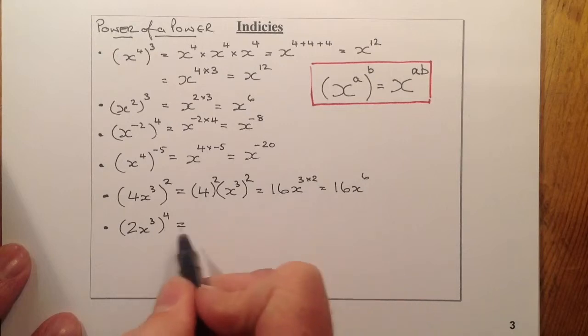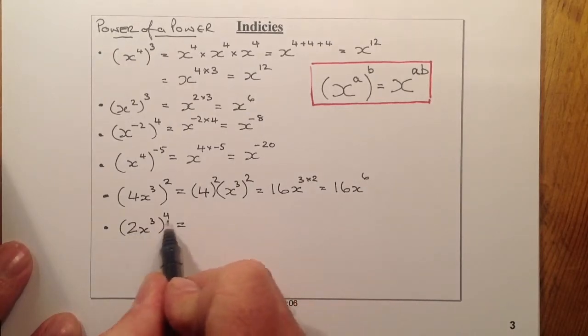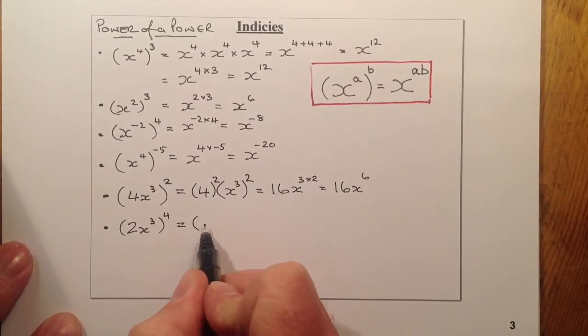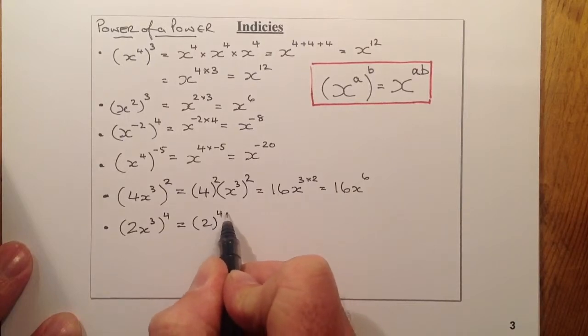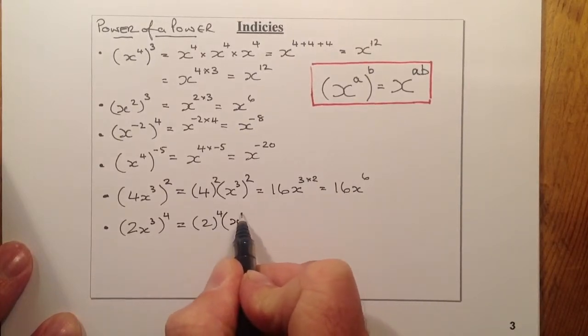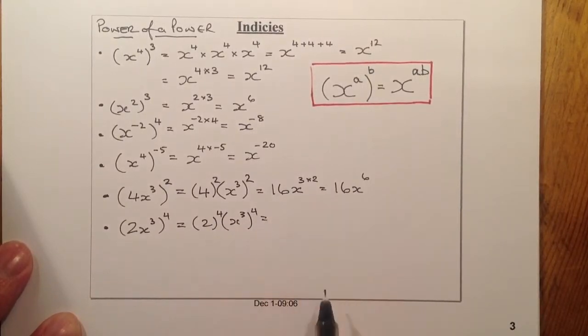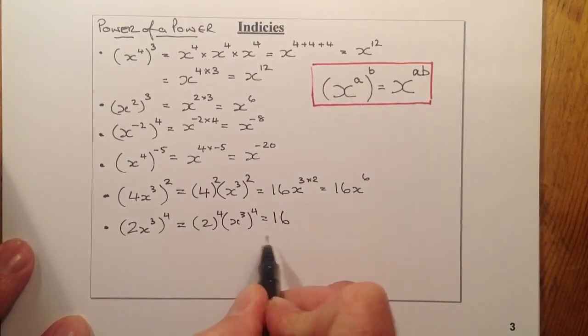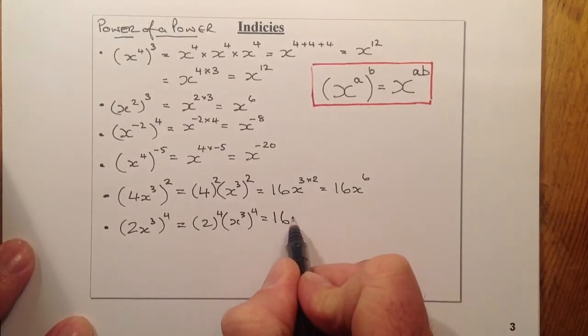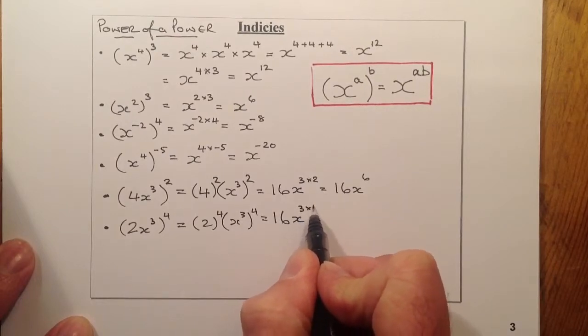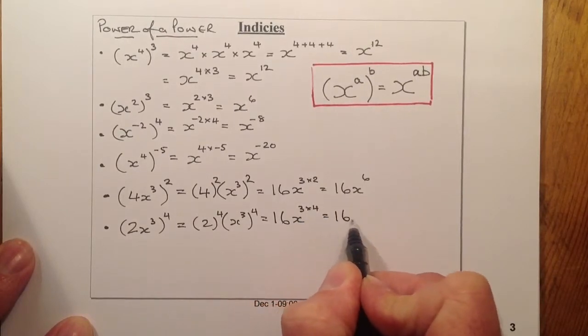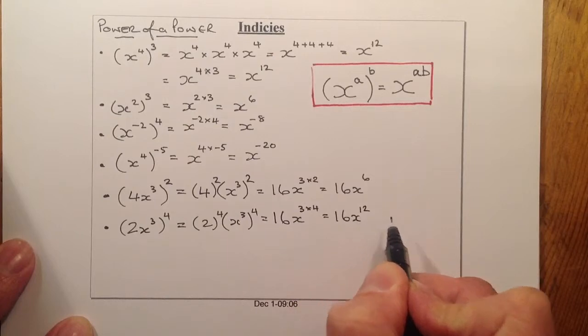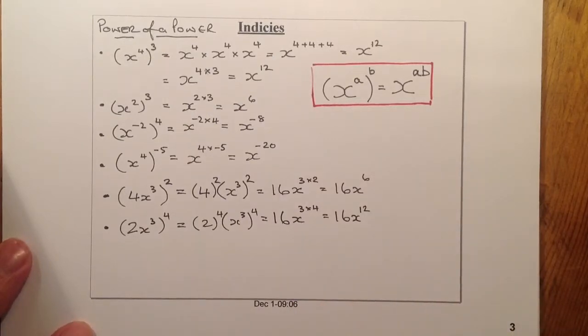And here's the answer. So we're going to split that again, so they're separate. So what I'll do is I'll have 2 to the power of 4. I'll have x cubed to the power of 4. So 2 to the power of 4 is the same as 2 times 2, which is 4, times 2 is 8, times 2 is 16. So that will give me an answer of 16 from there. And I'll have x to the power of 3 times 4, which gives me 16x to the power of 12. And that should be my answer to that.